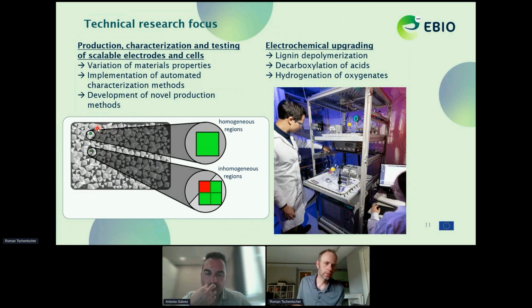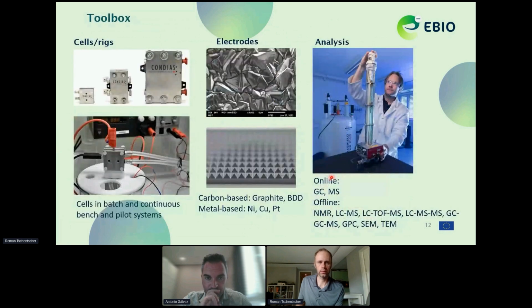Here you see some boron-doped diamond, which is a very stable material and is used more and more for electrochemical oxidations. It produces radicals that can then react with your target molecules. And here you see a small-scale setup having a cell, some pumps. So that was the type of setups we have used in the last 2 years to get a clue about the process and the reaction conditions to be used.